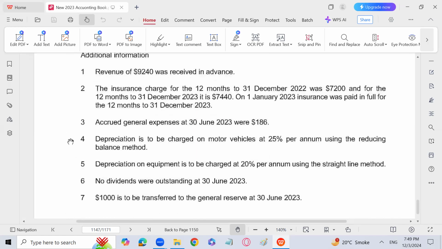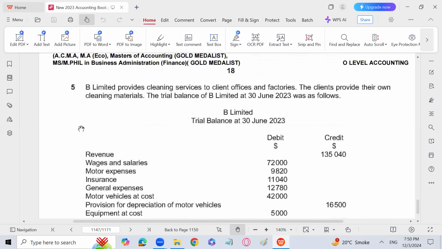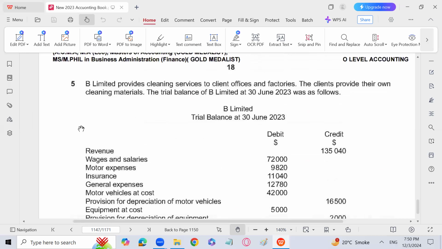The insurance charge for the 12 months to 31st December was 7,200. Our financial year ends on 30th June. How will you be able to know this? You need to read the first line: the trial balance of B Limited at 30th June was as follows. So it means that our financial year starts from 1st July 2022 and ends on 30th June 2023.